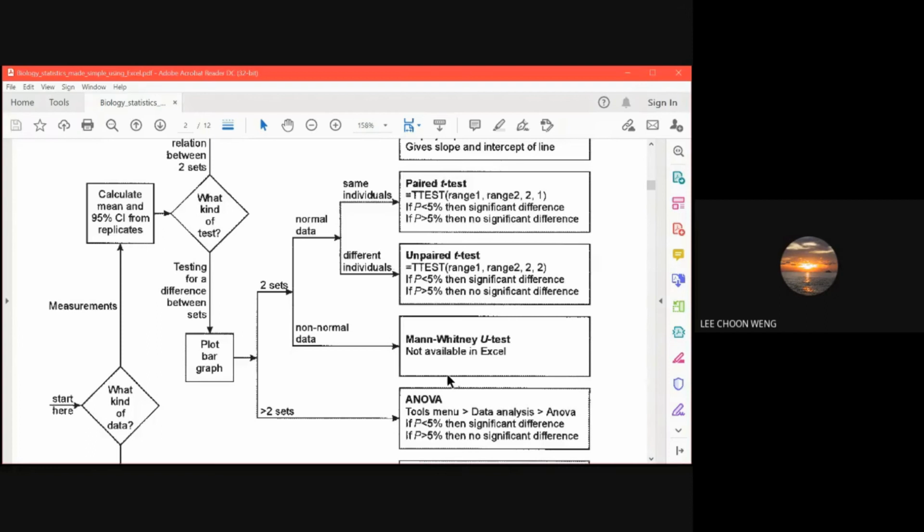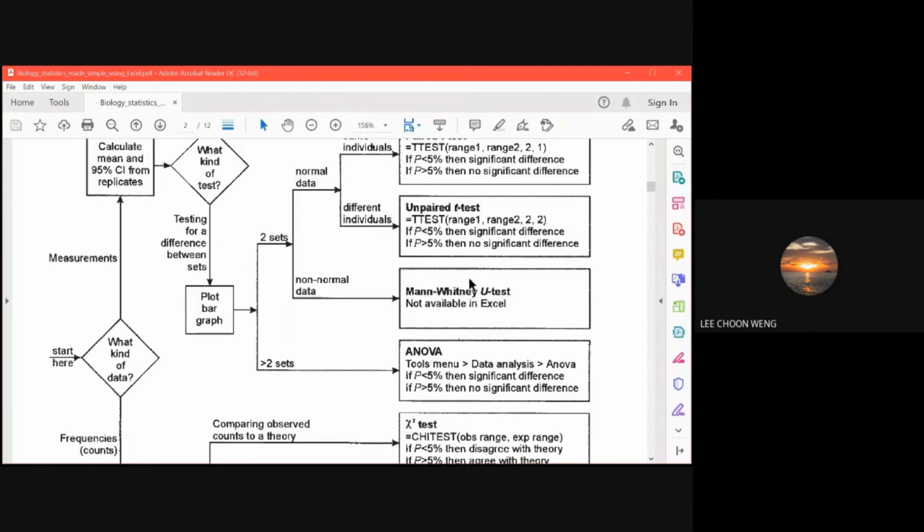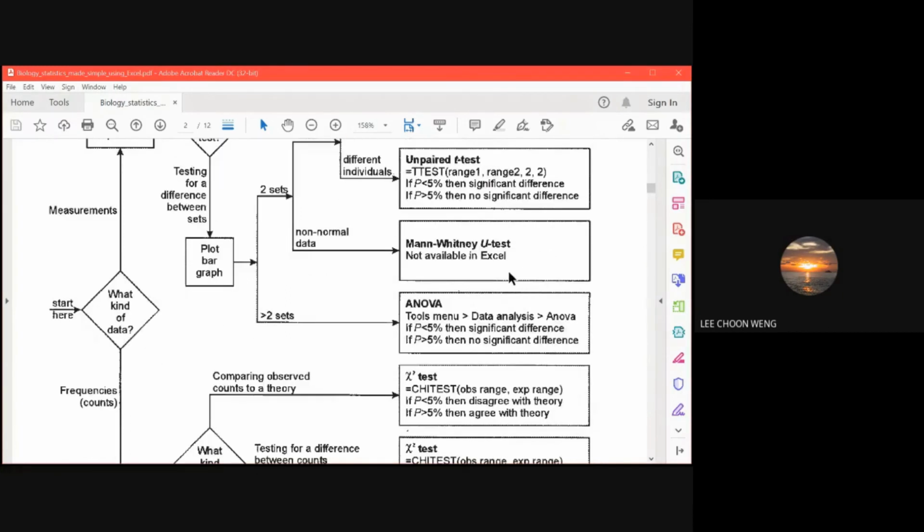If it's non-normal, we use U-test. So paired T-test, same individuals; unpaired T-test, different individuals. As I mentioned, sometimes in paired T-test, if you're doing a clinical trial, maybe before and after a treatment, you'll be testing on the same individual, then you can use paired T-test. For non-normal, as I mentioned, you can use U-test. And if it's more than two sets, you use ANOVA.